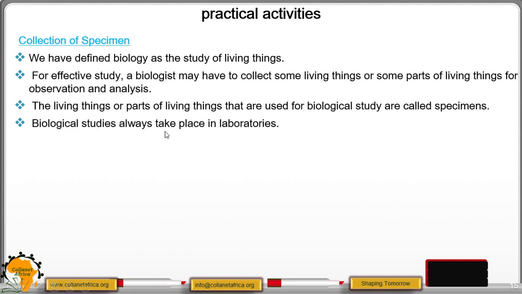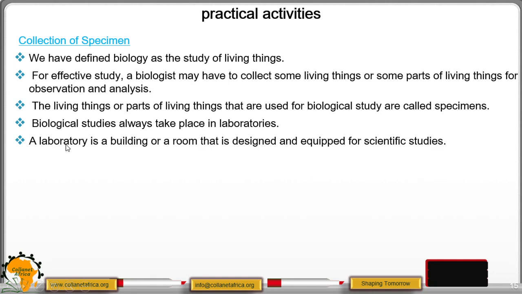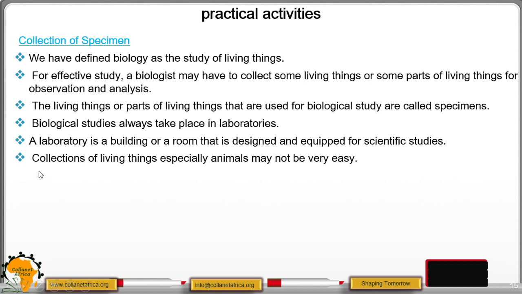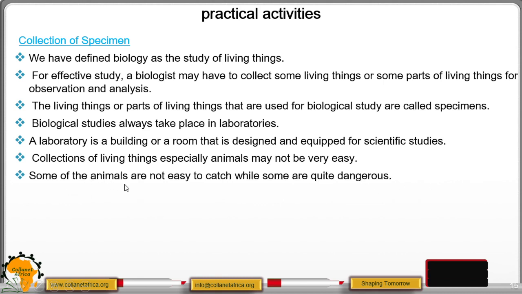Biological studies always take place in laboratories. I believe you had one in your school. A laboratory is a building or a room that is designed and equipped with scientific apparatus used for scientific studies. Collection of living things, especially animals, may not be very easy, since some of these animals are not easy to catch, while some are quite dangerous.